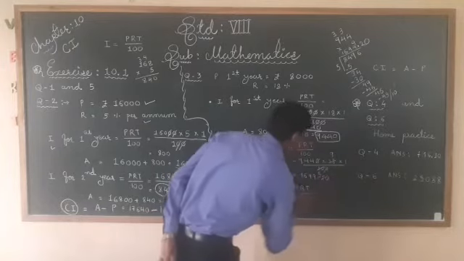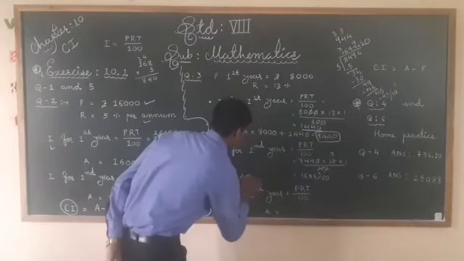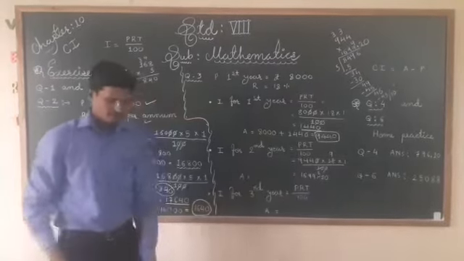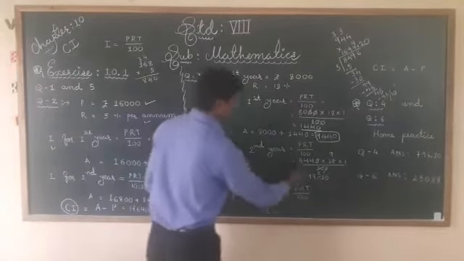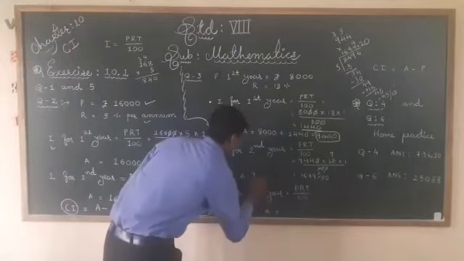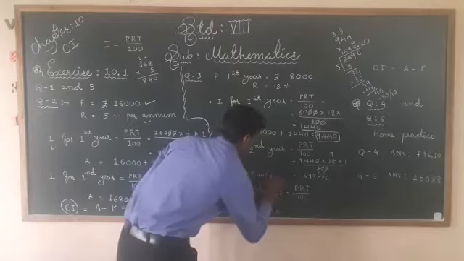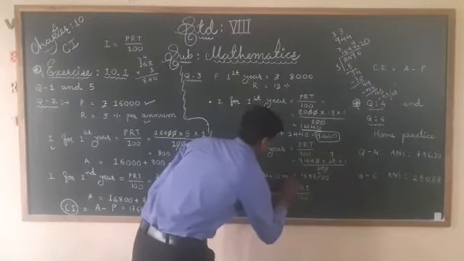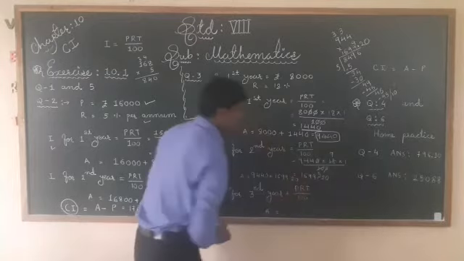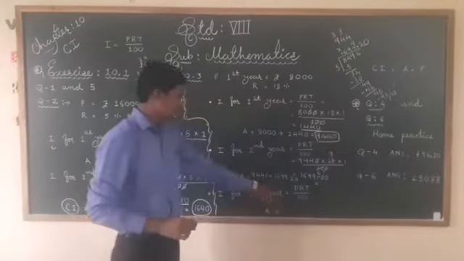1699.20. So here, what will we get? The amount for the second year. The amount for the second year will be the total of this and this: 9,440 plus 1699.20. Okay, so here you will get the answer.